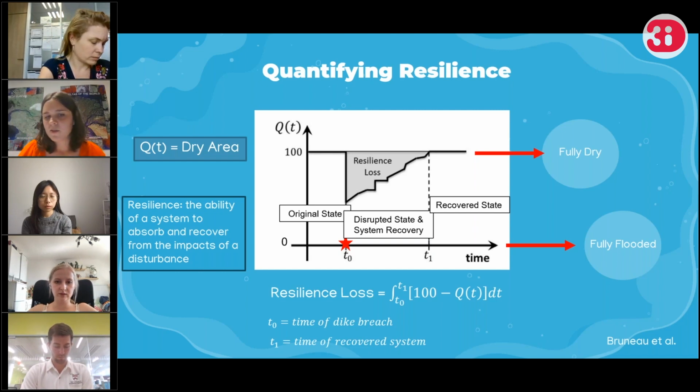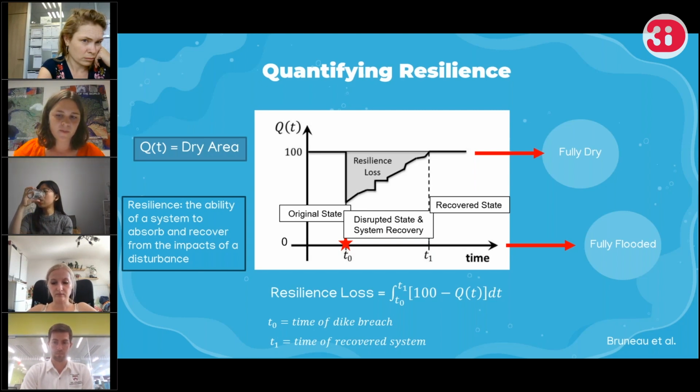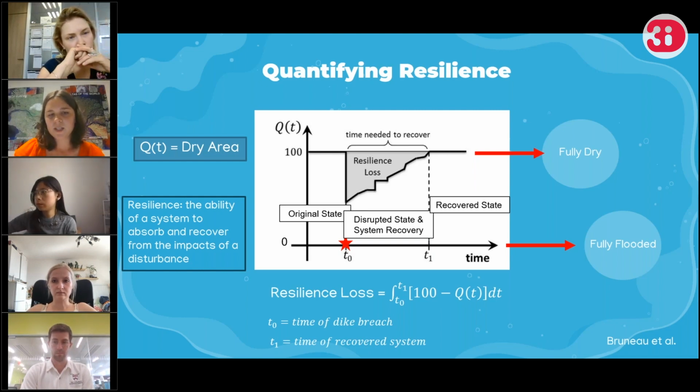And an assumption I made for this project was that the difference between the disrupted state and the recovered state is whenever the average depth across the model domain became constant in time. So that was when I assumed the dike breach was fully finished, and then now we could begin recovery by pumping out the floodwaters. And so the time needed to recover is that difference between T initial and T1.